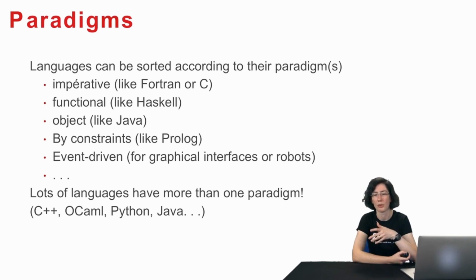Event-driven programming is more commonly used for graphical interfaces or robotics. The program does not run through, but some stimuli are expected from the environment. Imagine a robot. You touch the robot, you push a button, and then the program reacts to those stimuli.